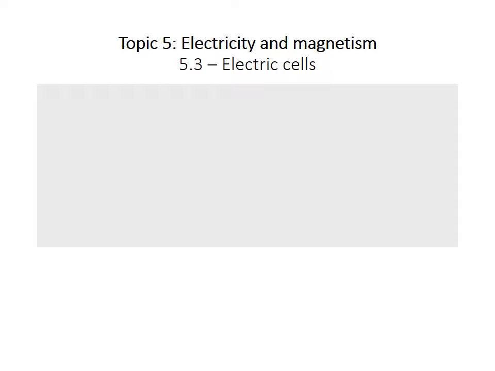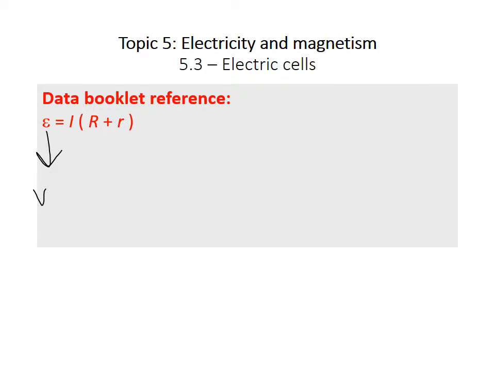All right, 5.3, electric cells. This is the only equation we have for the data booklet. Epsilon is equal to I times R plus little r. This epsilon is the voltage of a battery, as always. I is the current through the circuit.